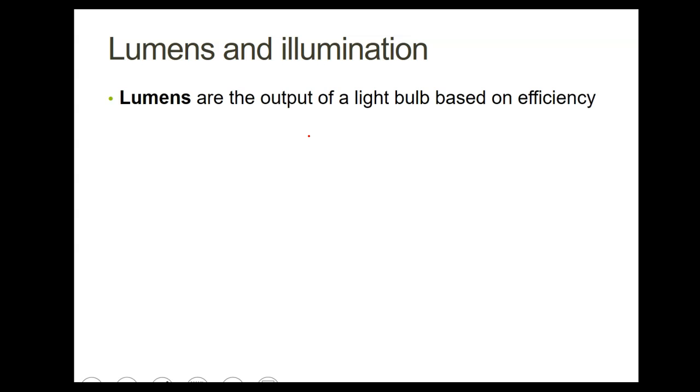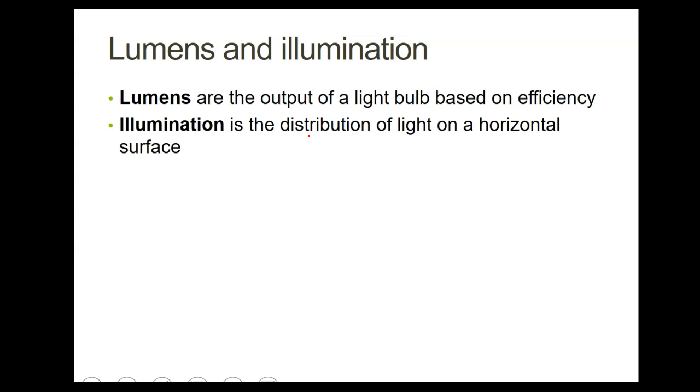Lumens and illuminations, some definitions. Lumens are the output of light bulb based on efficiency. Illumination is the distribution of light on a horizontal surface. So if you have a light that is flooding, where is the light going? Is it going in one surface or going all over the place? Is it like scattered or is it focused? So that's the illumination.